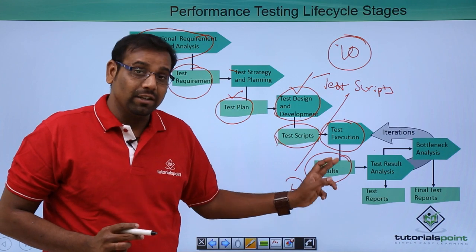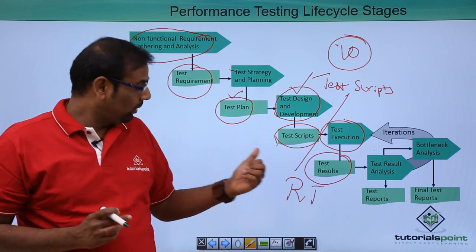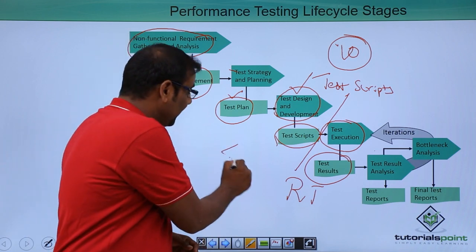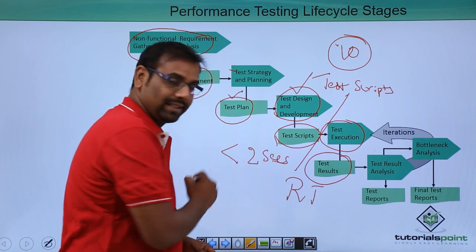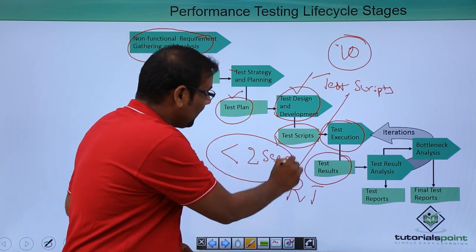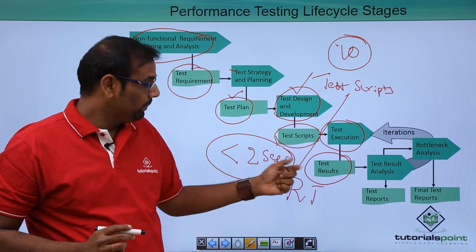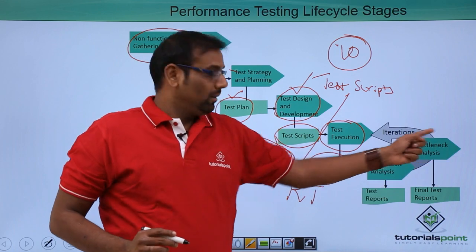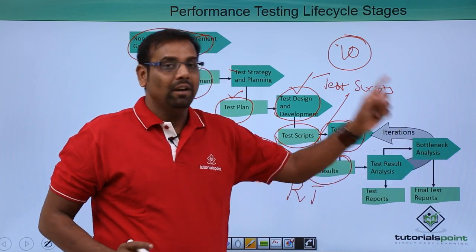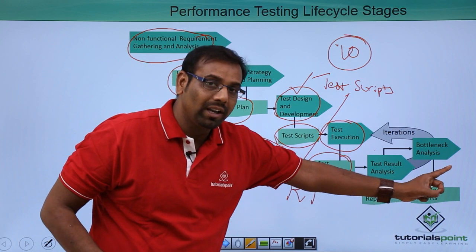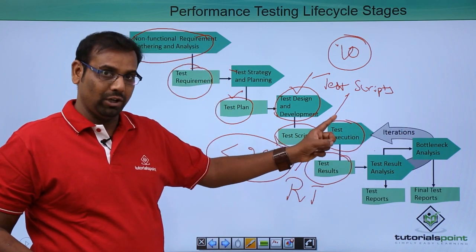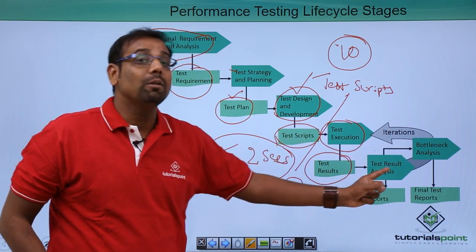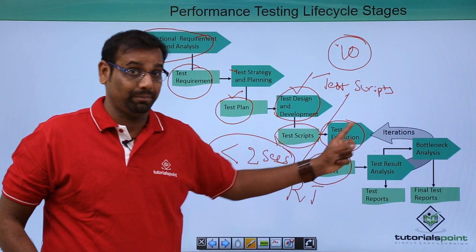Again, you get the results. Now you look at the results again and at the response times again. This time around, let's say the SLA is 2 seconds, and the response times are less than the SLA. Then you exit by creating the test report, or else you go back, do the analysis, identify the bottleneck, work with your developer to take away the bottleneck, and then come back and do the execution again. So this loop continues until the bottleneck is taken away from your system.